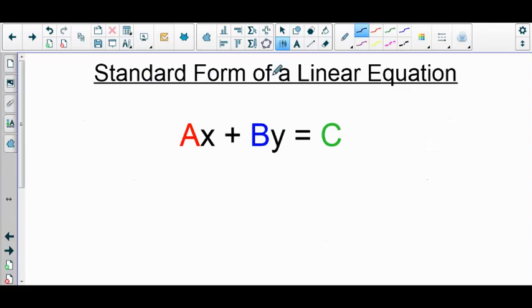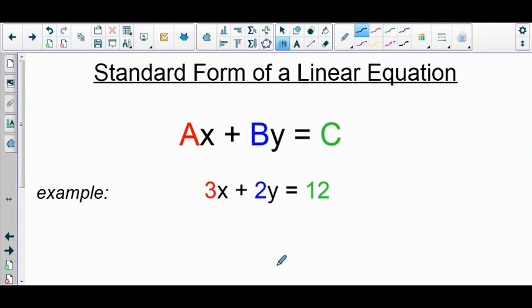They're going to put them in standard form of a linear equation. You're used to y equals mx plus b, which is the slope-intercept form. This is the standard form, also known as general form. And what it looks like is some number times x plus some number times y is equal to some number. And what that looks like as an example would be right here. So 3x plus 2y equals 12 is in standard form.